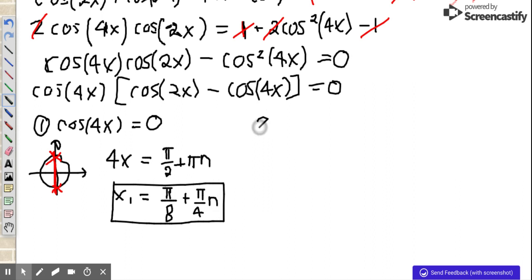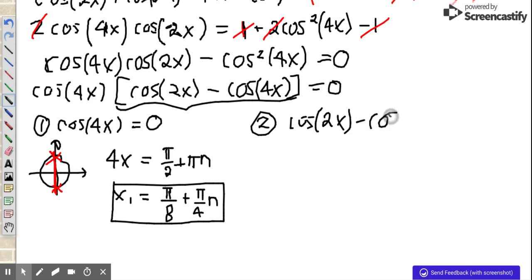Second thing we need to look at is this part here of the equation. So we want to put this equal to 0 now. So cos of 2x minus cos of 4x is equal to 0. We have different angles, so again, same problem as we had at the beginning. We've got to change one of these angles. And since one is the double of the other, it calls very clearly for a double angle formula again.